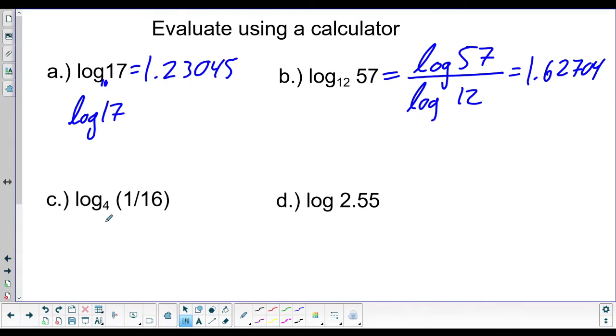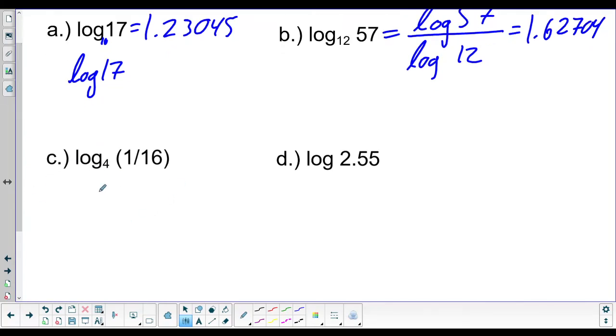This one we could actually do without our calculator, but let's use our calculator just to see what the answer is in case we're having a little block. So to write this with the base change formula, we'll do log of 1 over 16 divided by log of 4. And it's going to tell us that the answer is... sorry, let me type mine in. -2.